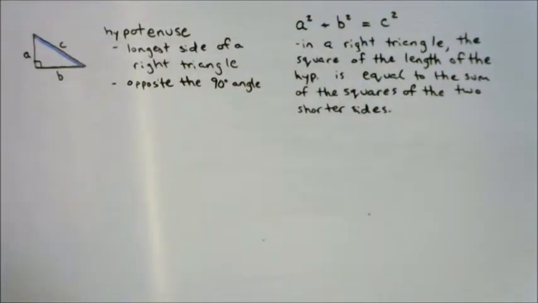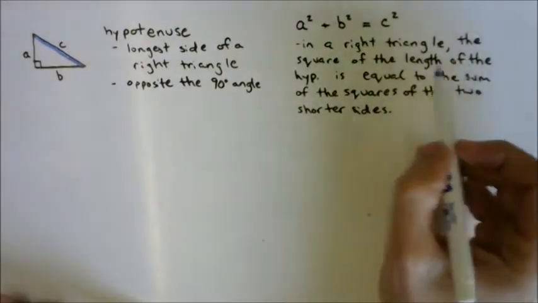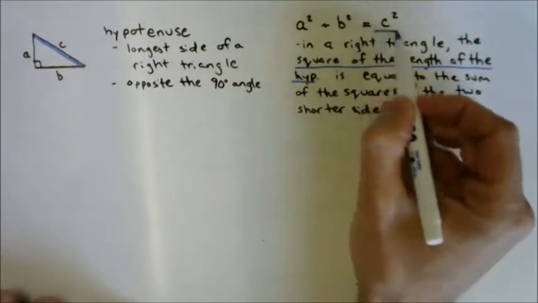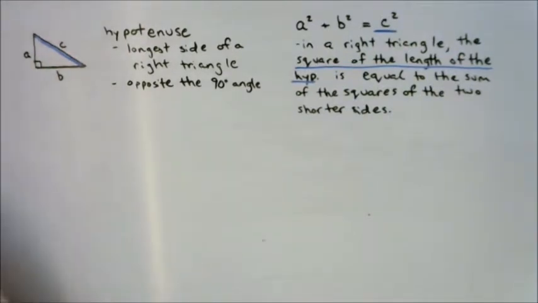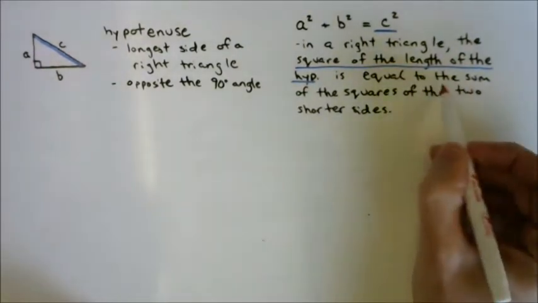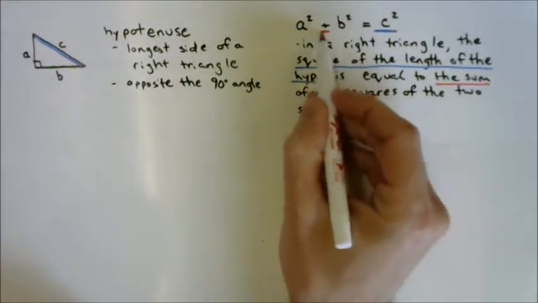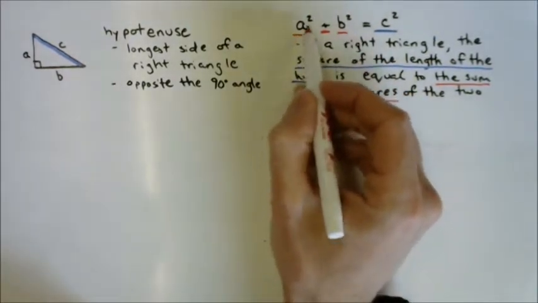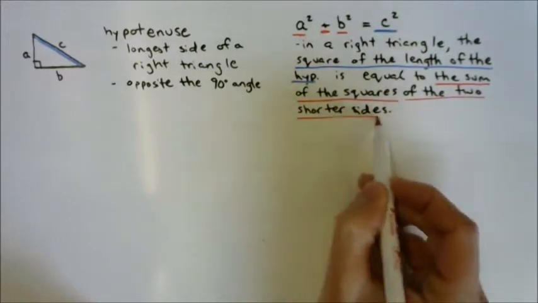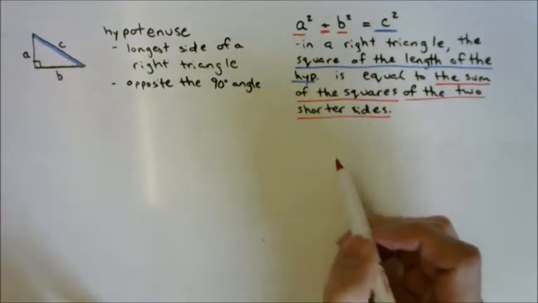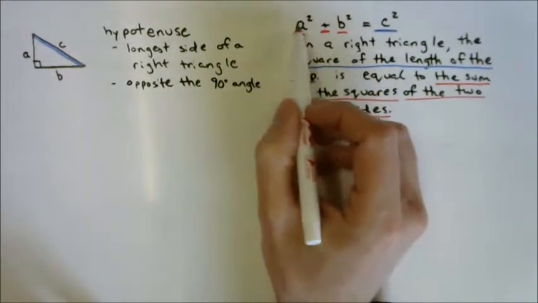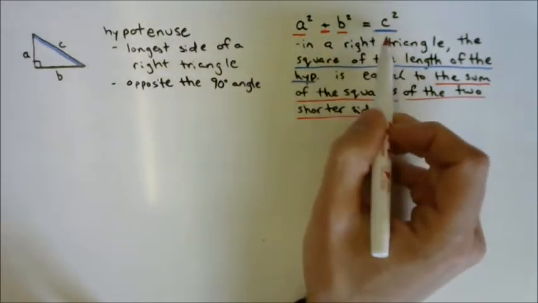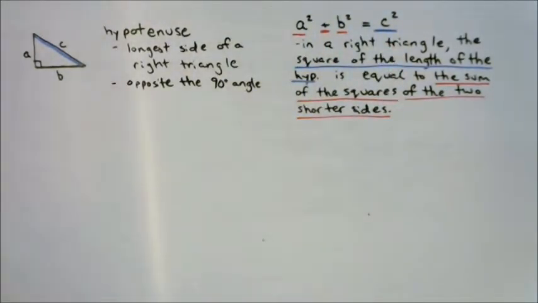Okay, so again, to think through that a little bit, we have the square of the length of the hypotenuse, that's right here, c squared, is equal to the sum, that means we're adding things together, of the squares, that means we took the squares of the two shorter sides. Okay, so you have to take the squares first, then add them together. If you do that, it'll be the exact same as the square of the third side, the hypotenuse, which is the longest side.